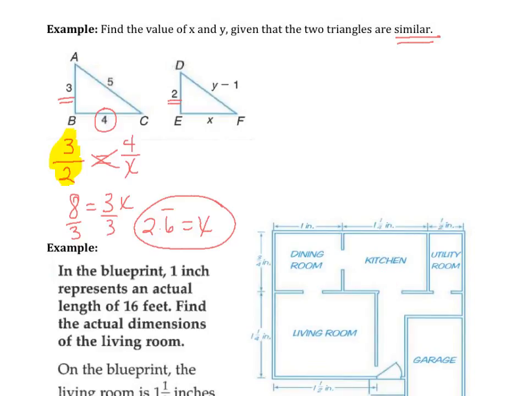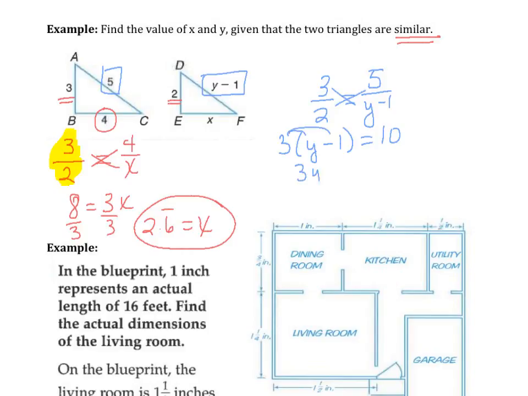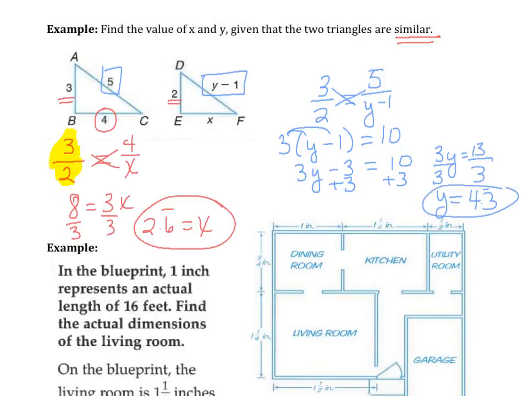Let me get a different color. So now I'm going to use that 3 over 2 again and set that equal to that 5 over y minus 1. Setting up your cross products here, so 3 times the quantity y minus 1, setting that equal to that 5 times 2, which is 10. Go ahead and distributing here, so 3y minus 3 equals 10. Add 3, so I've got 3y is equal to 13. Last step, dividing both sides by 3, so y is equal to 4.3, repeating. And that's all it's asked us for.